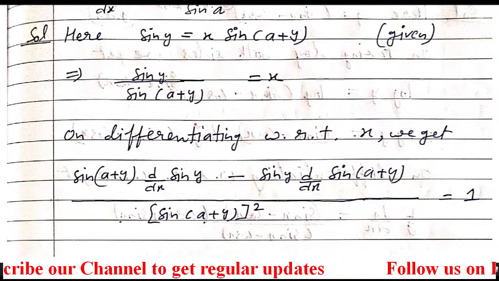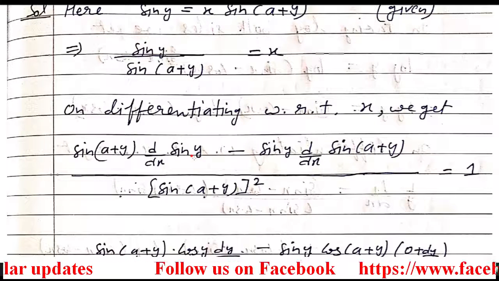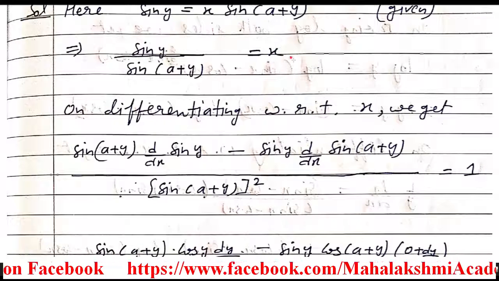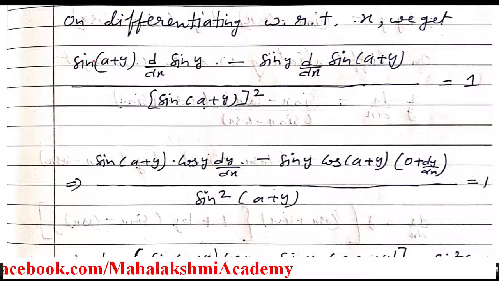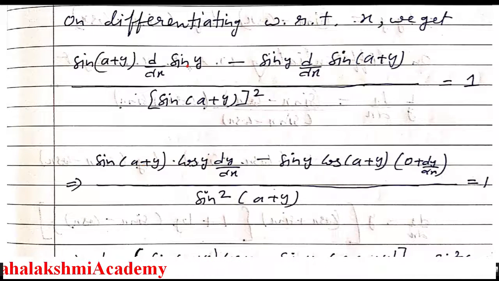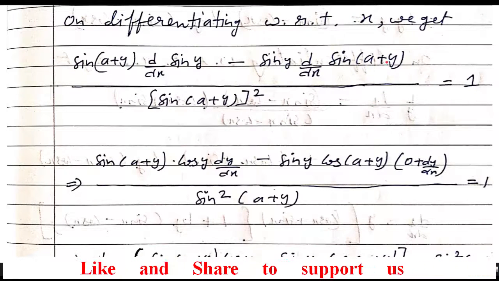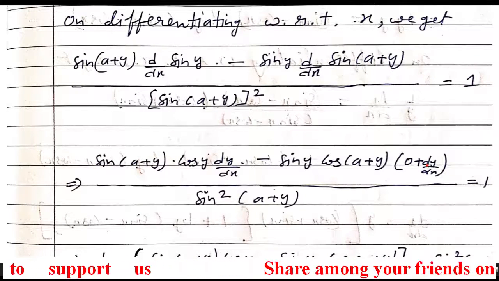So the same formula of fraction: denominator square, then denominator as it is, numerator differentiation, then numerator as it is, denominator differentiation, and then x differentiation is 1 on the right hand side. Now we'll differentiate it. So this sine (a plus y) as it is, sine y differentiation is cos y, then we'll apply the chain rule. Now sine y as it is, and cos (a plus y), the differentiation of sine (a plus y) is cos (a plus y). We'll apply the chain rule in the bracket. So when we differentiate, a is a constant, so it's 0, and y differentiation is dy over dx.